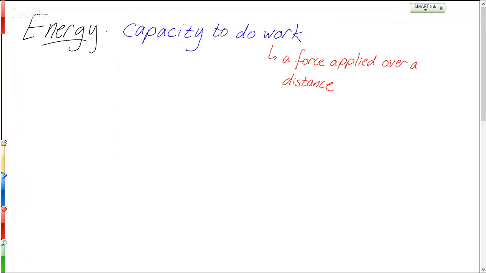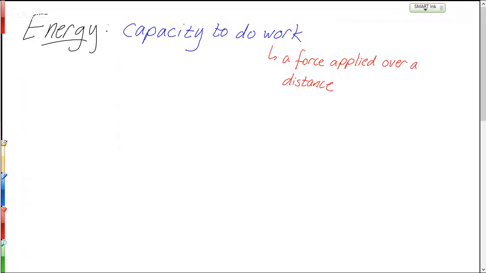So if I lift up this book, I'm applying a force against the force of gravity, pushing this book up. That's an example of work. And I had to do something with energy to do that. So what did I do with energy to push this book up?